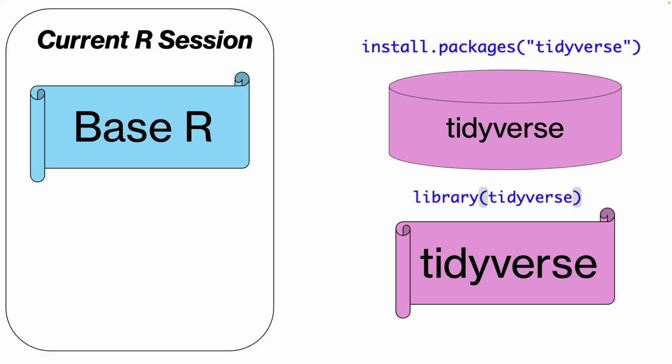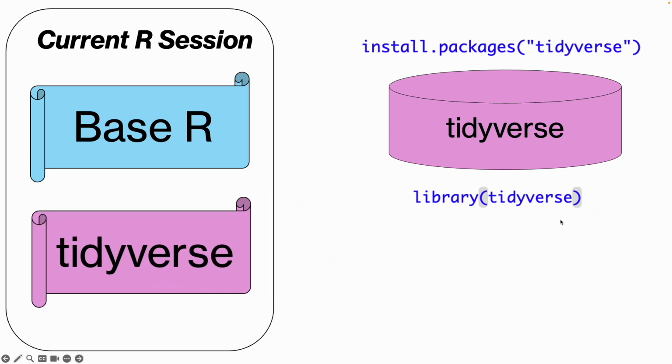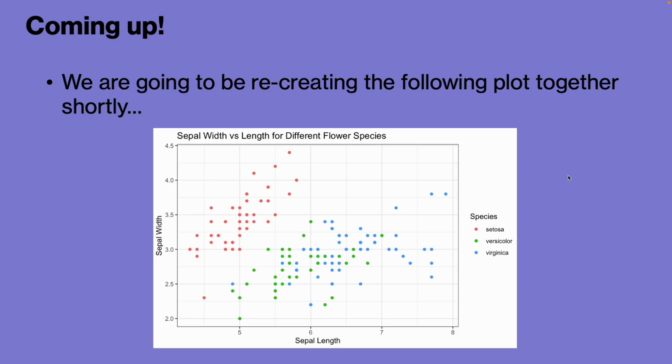In order to do this, we have to load in tidyverse. As a reminder, you first have to install tidyverse, and then to use it inside your current R session, you have to run library(tidyverse). Once you do that, you'll be able to use the tidyverse functions, which includes the ggplot2 functions. So let's create our first ggplot together.